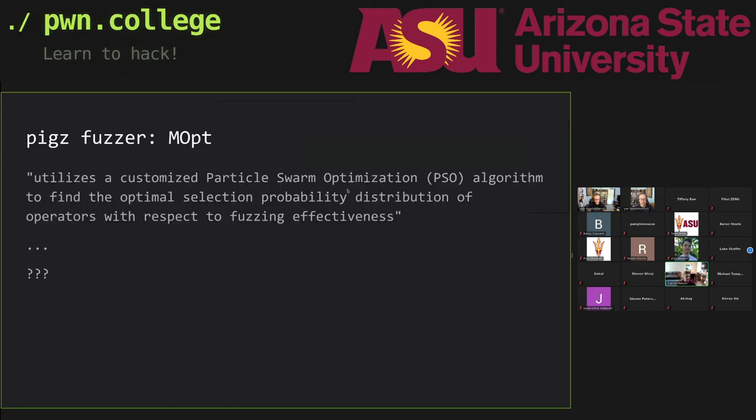Okay. And then the final one, and this one I'm much less clear about, but AFL++ documented it. And we figured, you know, we'll just do everything that AFL++ says is cool, is this thing called MOPT. So according to the description of MOPT, it utilizes a customized particle swarm optimization PSO algorithm to find the optimal selection probability distribution of operators with respect to fuzzing effectiveness. So I looked a little bit into this further because from the onset it doesn't really make any sense to me. It seems like you have all of these different mutation operations, whether it's changing the value to some predefined integer, or I don't know, there's all sorts of mutation operations, and basically it tries to figure out, rather than just randomly picking them, a more efficient way of picking them, I think. I'm not exactly sure, but it didn't really matter for us because AFL++ talked about it. And so we figured we'd just include it. Okay.